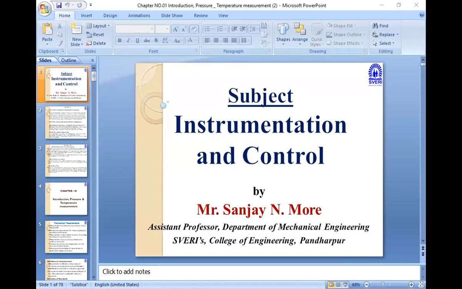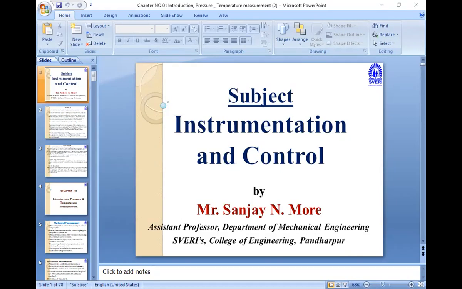So we have started unit number one, that is the introduction of pressure and temperature measurement. In that, basic concepts are covered: mechanical measurement, what is meant by measurement, why it is used, and the requirement of measurement. Then our first part is the generalized measurement system.